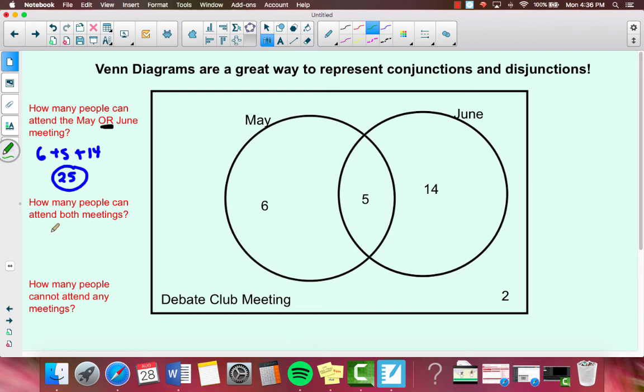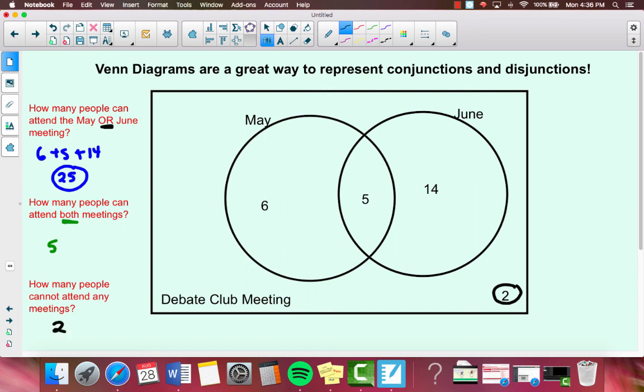And then the second question says, how many people can attend both meetings? Well, both meetings is the only place where they overlap, which would be here. So in this case, it would just be 5 people. That one's really quick because that's the only place where they can go to May and June. And then lastly, where it says how many people cannot attend any meetings, well, all the ones in the circles mean they can attend. So the number on the outside would be the number of people that can't go in May or June. So you'd just put 2.